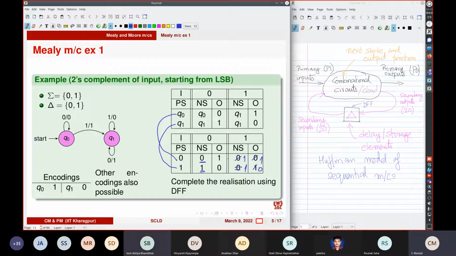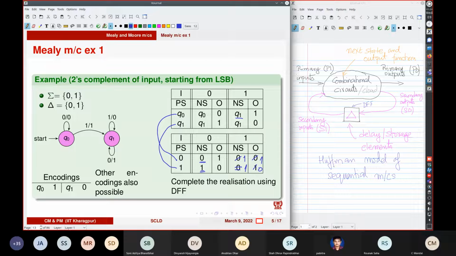So wherever I have a Q1, I'll put the encoding of Q1. I think I might have messed up some, but anyway, the outputs also should not have changed.